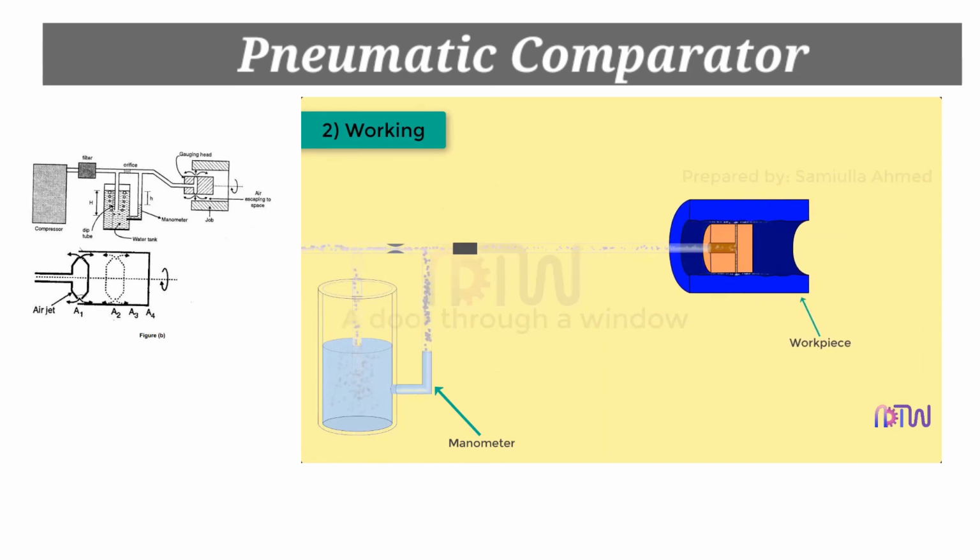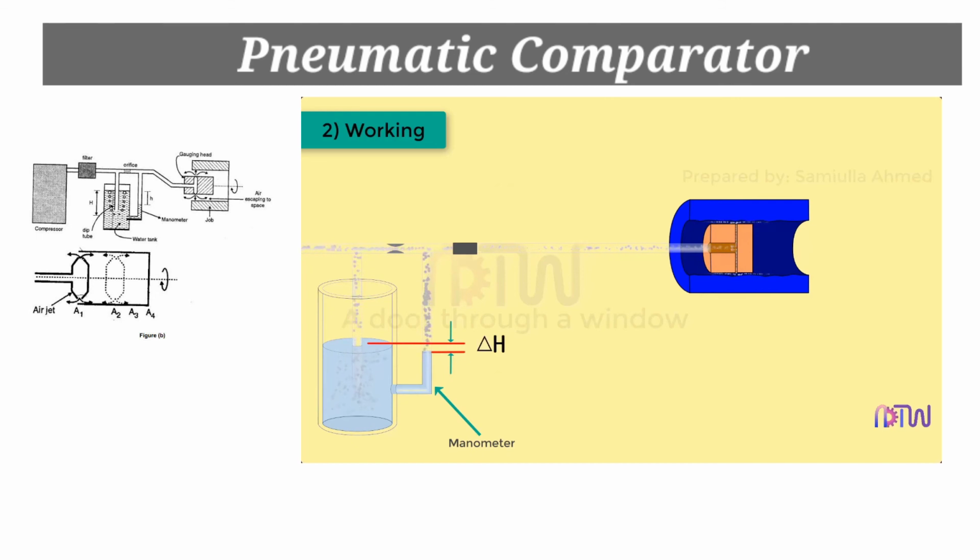When the gauge head of the pneumatic comparator is placed inside a cylinder which is to be examined, the air hits the internal wall of the cylinder, and if there are any irregularities in the internal wall, the back pressure in the comparator is created and the water inside the manometer is pushed down. Hence, the water level inside the manometer falls, and we get a height difference between the water level of the tank and the water level of the manometer. This height difference is denoted by delta H.